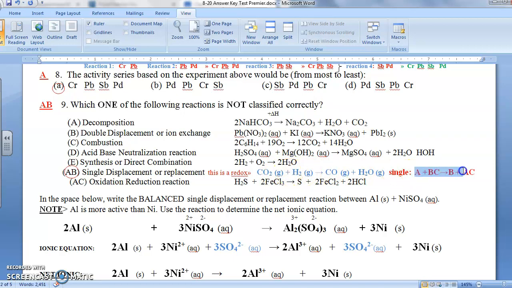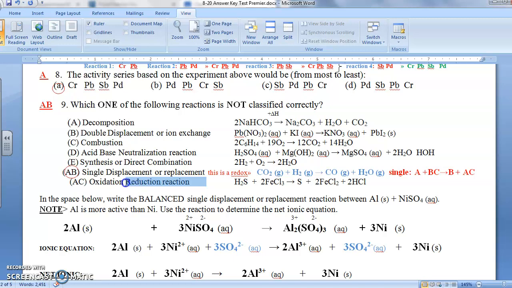Single is element, compound makes element, compound. This is compound, element, compound, compound. This is actually oxidation reduction, called redox. This one does not fit any of our 6 originals.